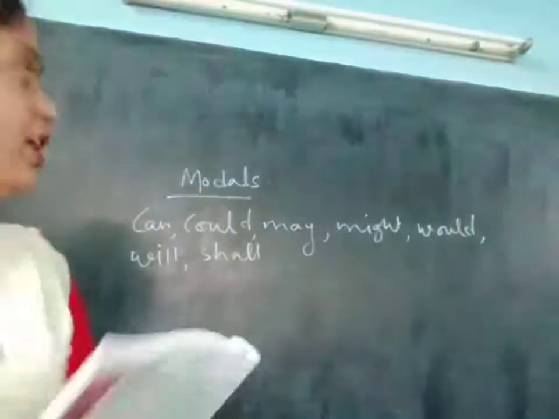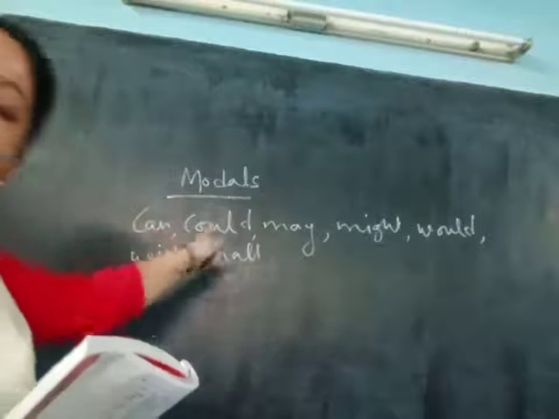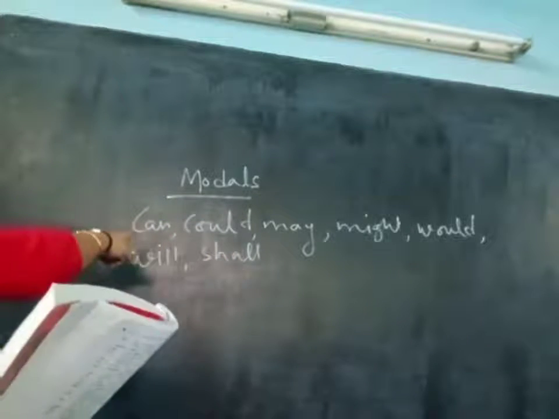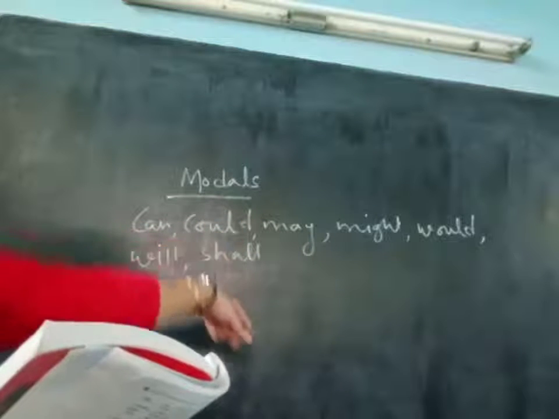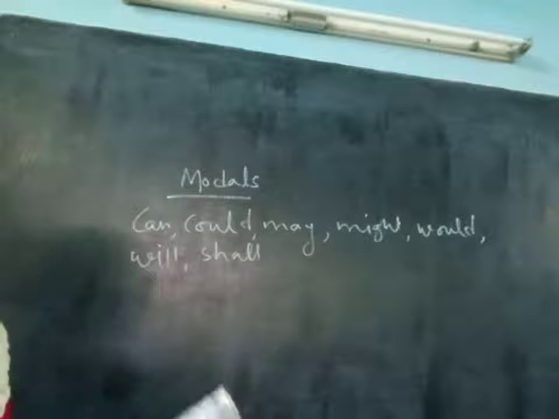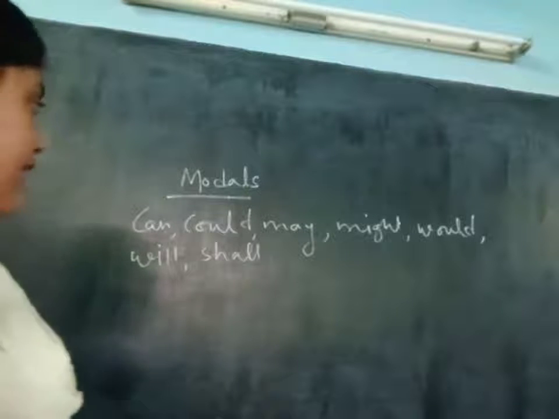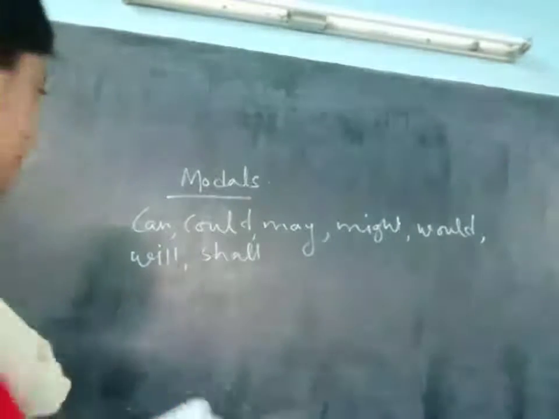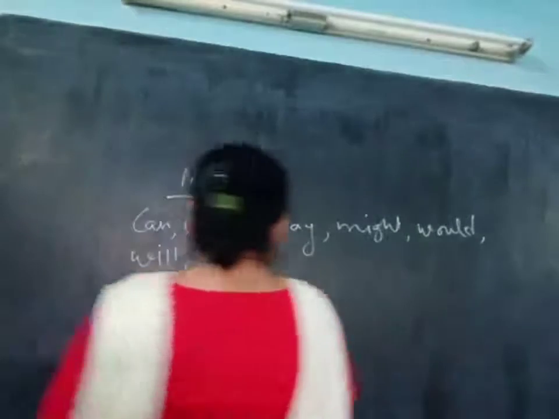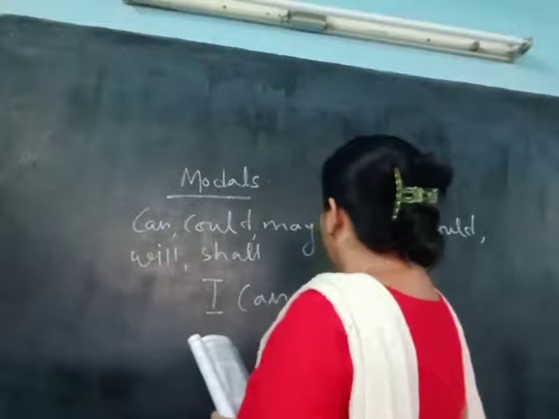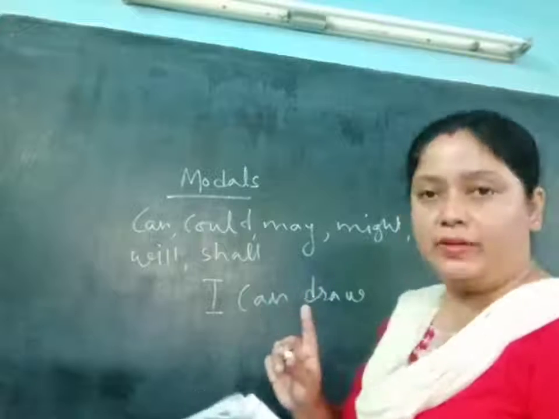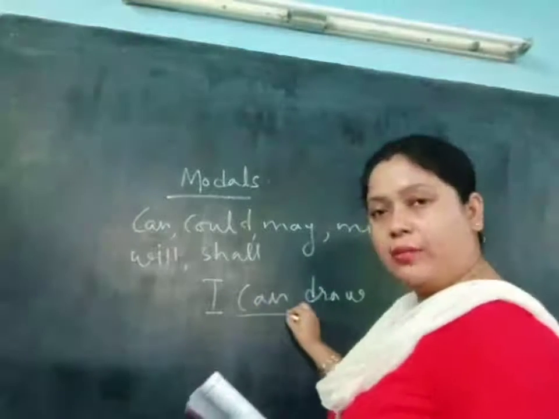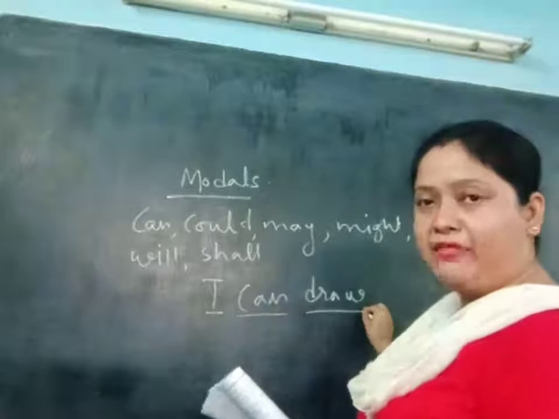So first of all, you can see this modals, that means it is a form of verb, and suppose like can, could, may, might, would, will, shall, then must, ought to, these all are modal verbs. Now they are used before ordinary verbs. Suppose like if I say, I can draw. Here you can see that there are two verbs. Number one, that is a modal verb, and this is the main verb.